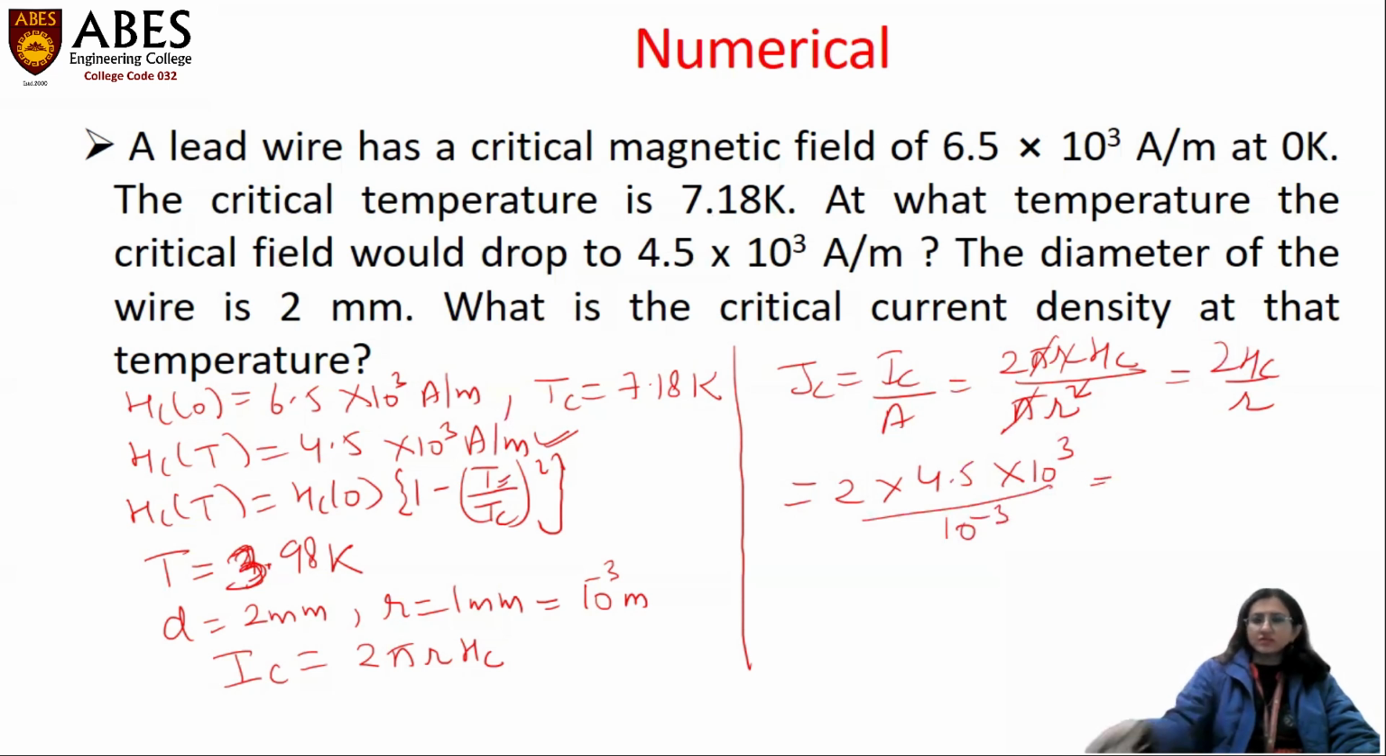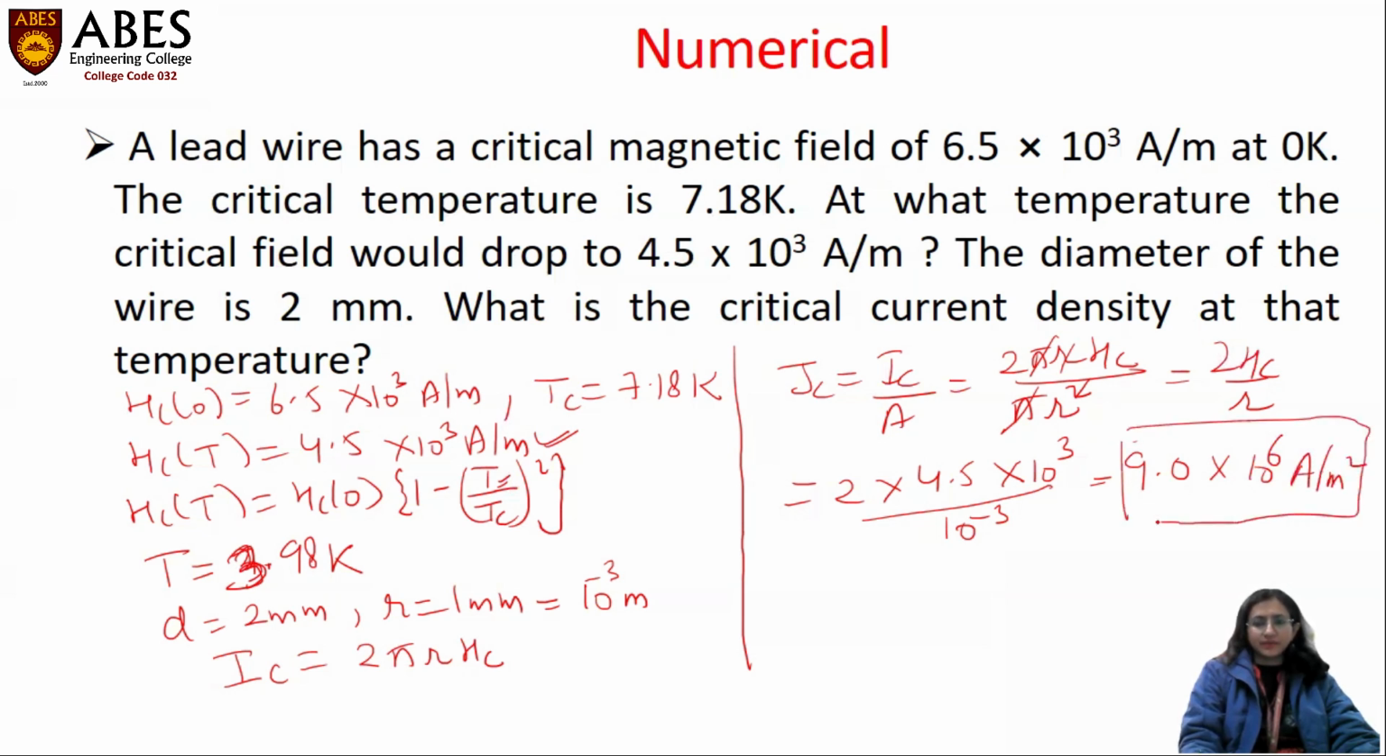So this question is quite easy. The value will be 4.5 but twice will be 9.0 into 10 to the power, and this power will be positive 6, ampere per meter square. What students generally do is that they write here ampere per meter. Ampere per meter is the unit of your magnetic field. So as it is current upon area, it should be ampere per meter square.